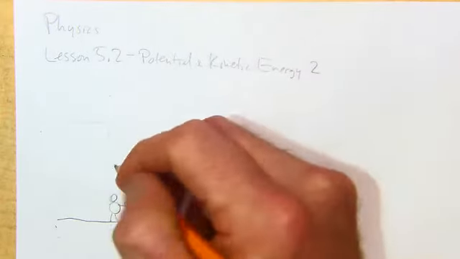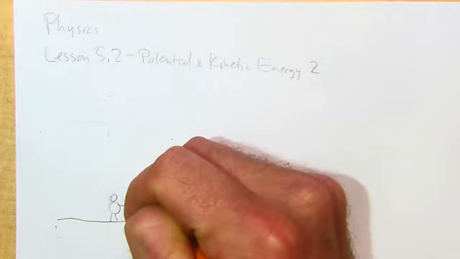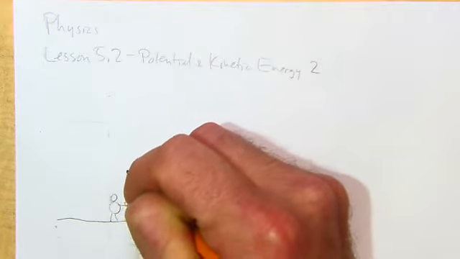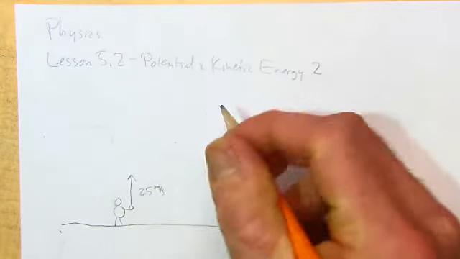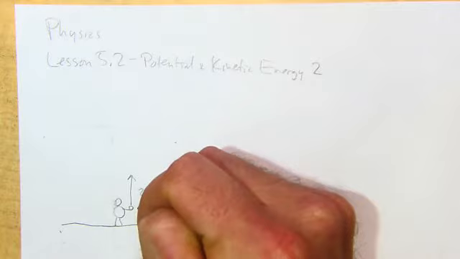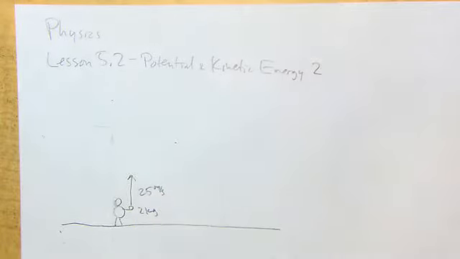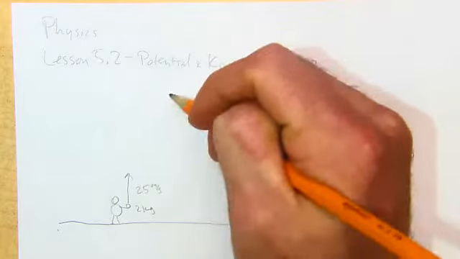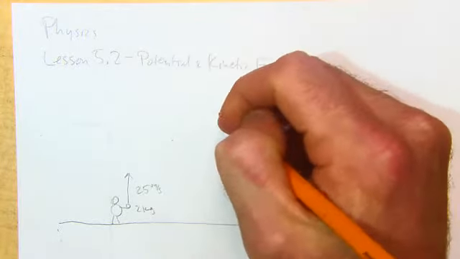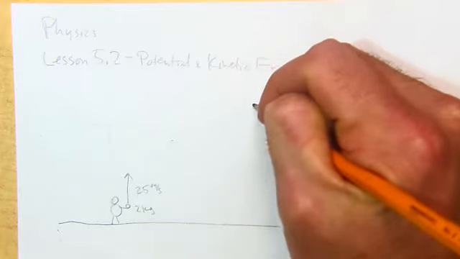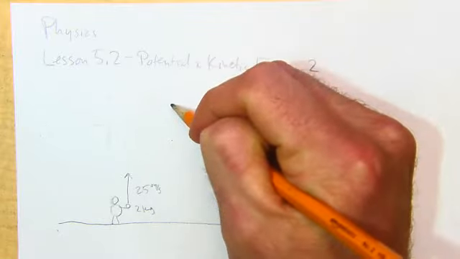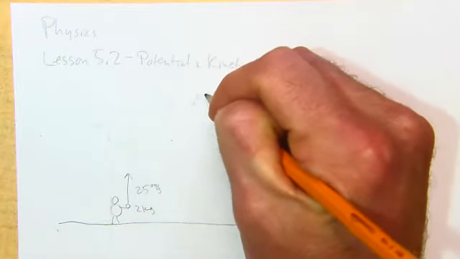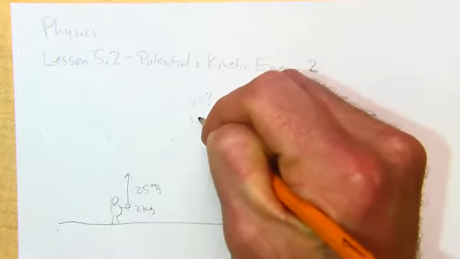Okay, so let's do 2 examples here. One, we're throwing a ball upwards, say 25 meters per second, and we'll say it's 2 kilograms. And we're going to look at a certain point in its flight. So let's say after 3 seconds. It's actually going to be on the way down if you think about it. What's this velocity here? And also, what's the height?